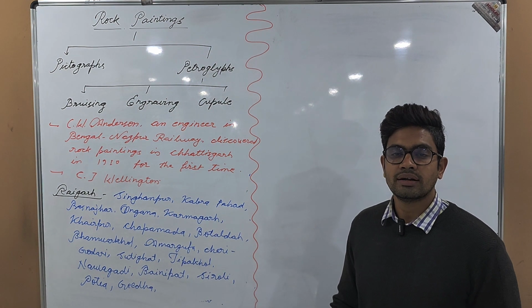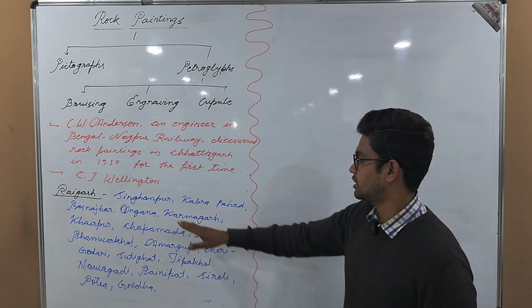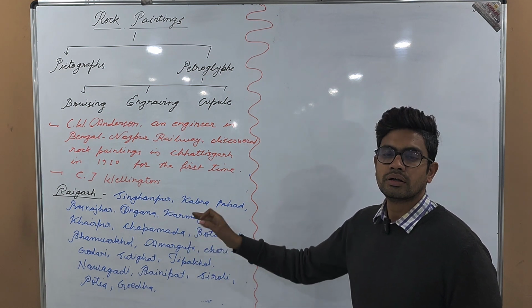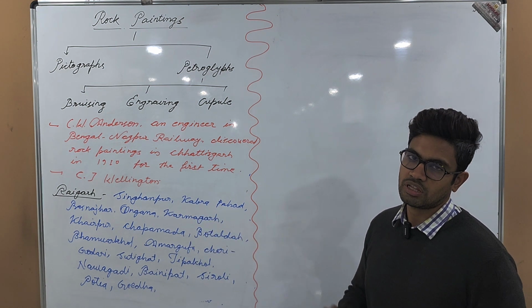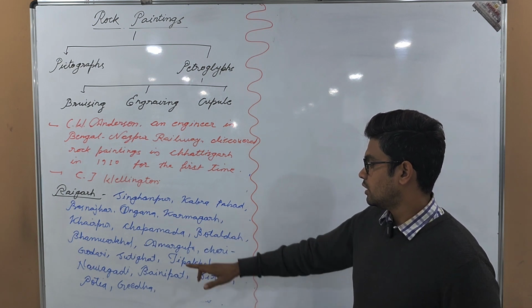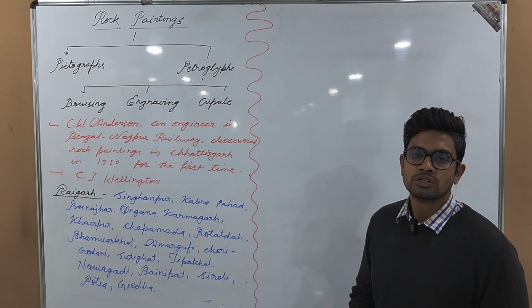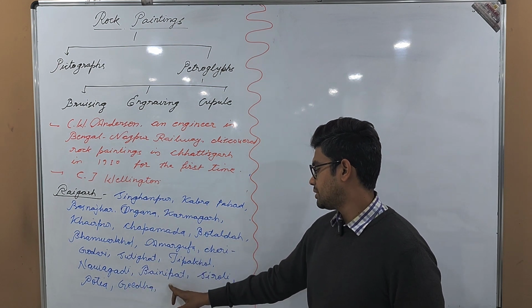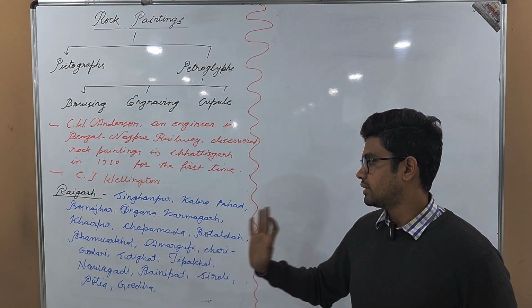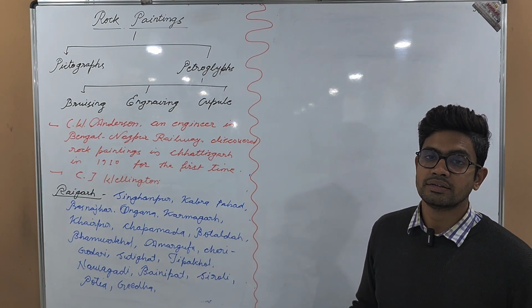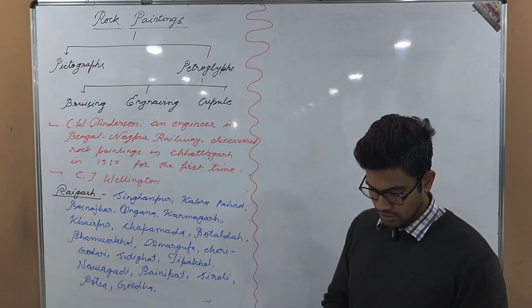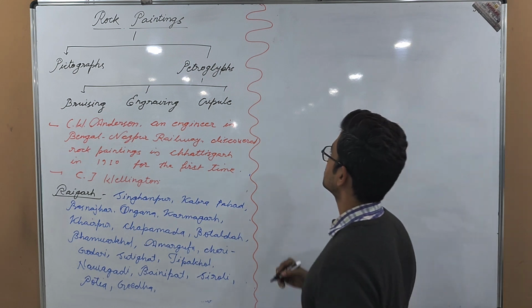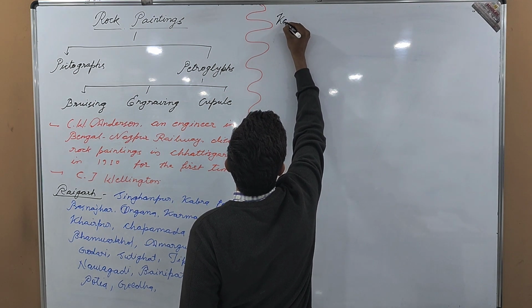The prominent rock art sites which have been found in Raigad are Singhanpur, Kabra Pahad, Basnajhar, Ongna, Karmagad, Khairpur, Chapamada, Botalda, Bhamarkhol, Amar Gufa, Cheri Godri, Suti Ghat, Tipa Khol, and apart from that, Navagadi, Benipat, Siroli Dongri, Potia and Gidha. Now the next district which is having majority of the rock art sites is none other than Kanker.